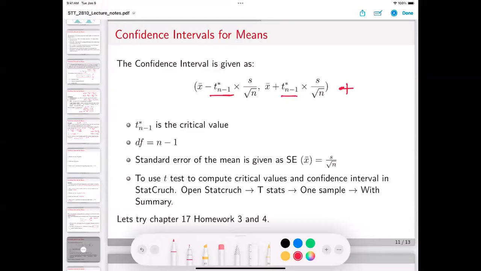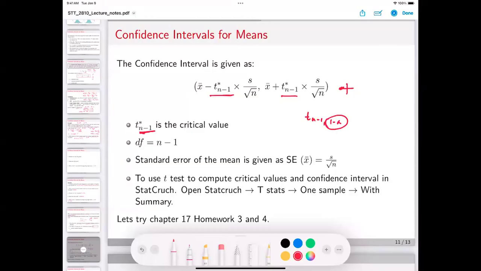On Friday, we will do problems on both the z and the t. So just know that this t with n minus 1 degrees of freedom is the critical value. Usually when you see some stats books, they will write t with n minus 1 and then 1 minus alpha. But here, you are not going to use the t table to read. We are going to use StatCrunch to get a critical value. So I decided to ignore this 1 minus alpha and teach you how to use StatCrunch to get the critical value.